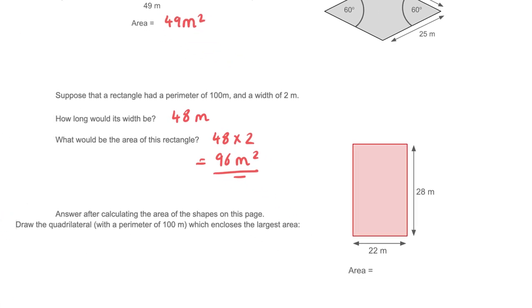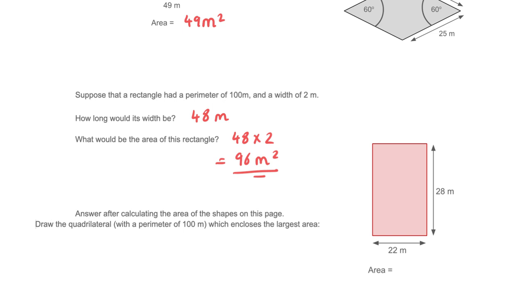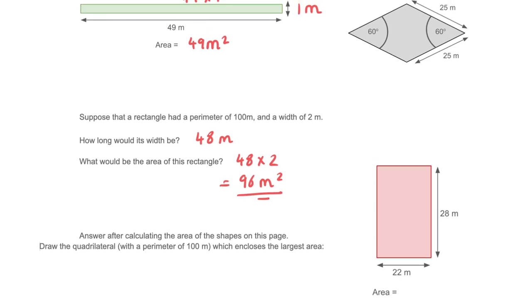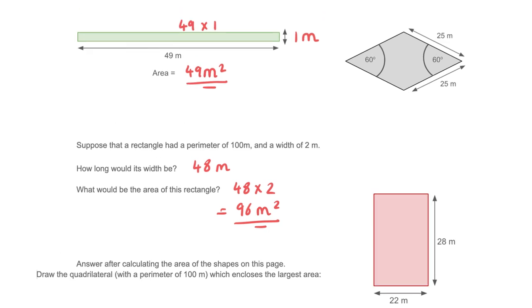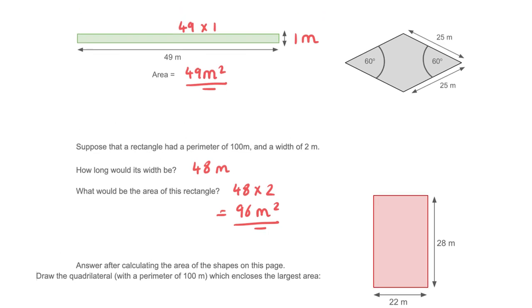Then below it, we have a worded question where the width is increased to 2, the length would therefore be decreased to 48, and the area will be 48 times 2, and that has markedly increased the area, up from 49 meters squared to 96 meters squared.